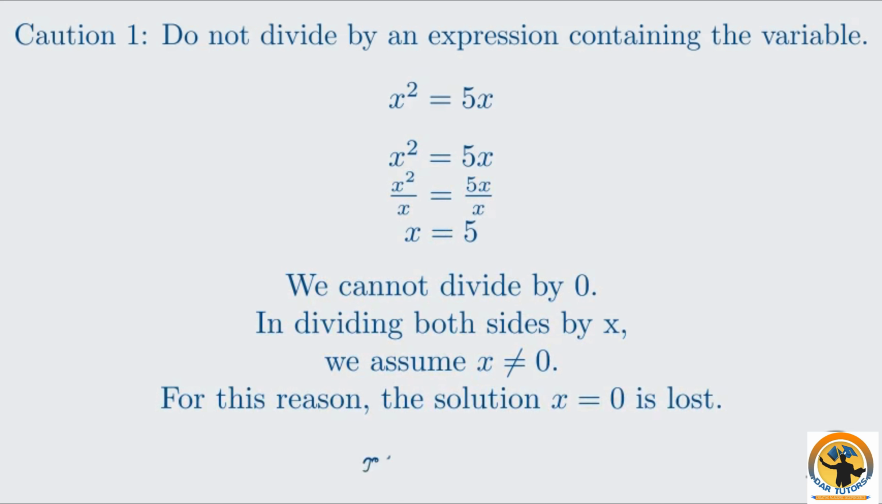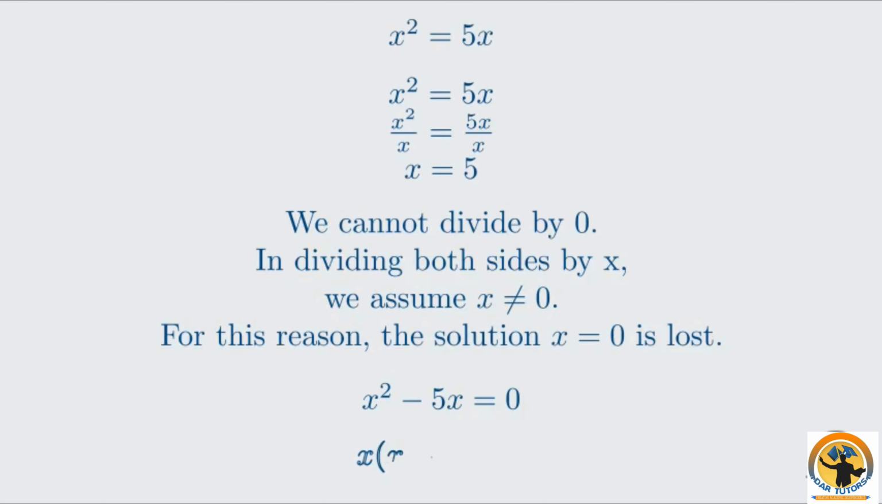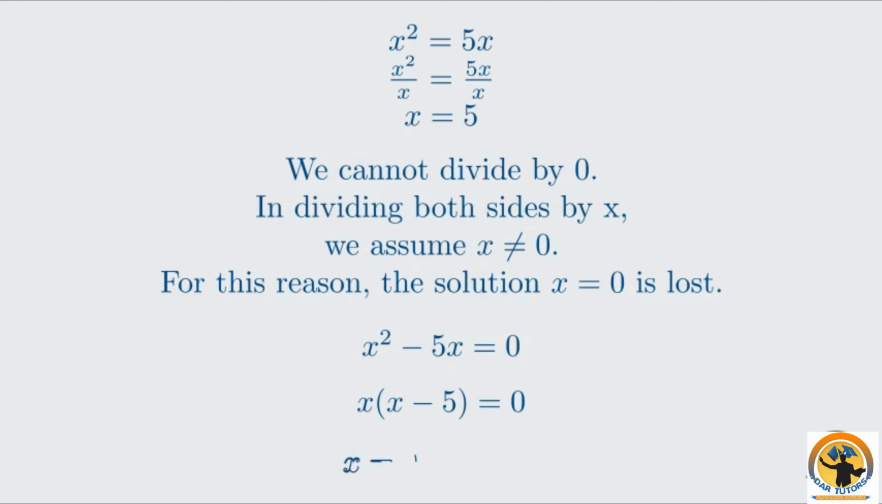The correct way is to rearrange to x squared minus 5x equals 0. Factorize to x times quantity x minus 5 equals 0, and find both solutions. x equals 0 and x equals 5. Always rearrange and factor to be safe.